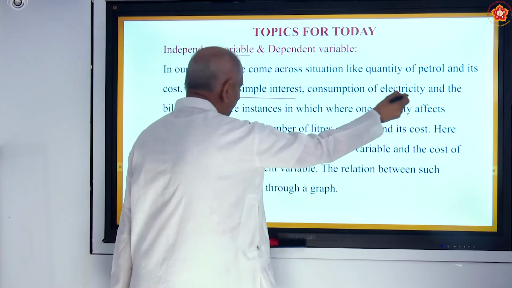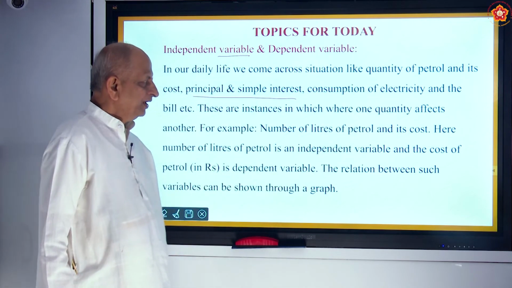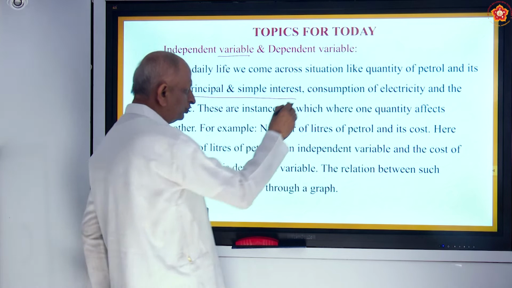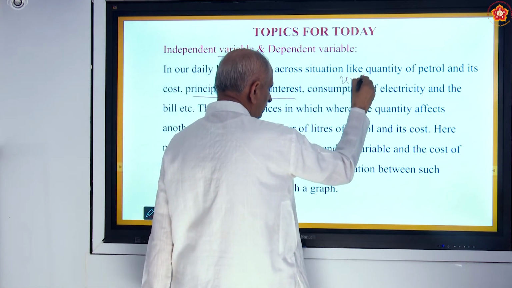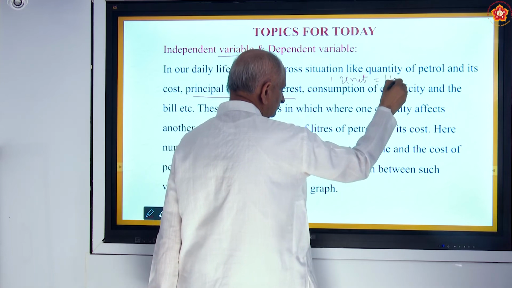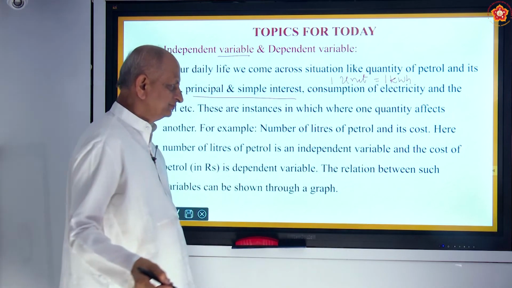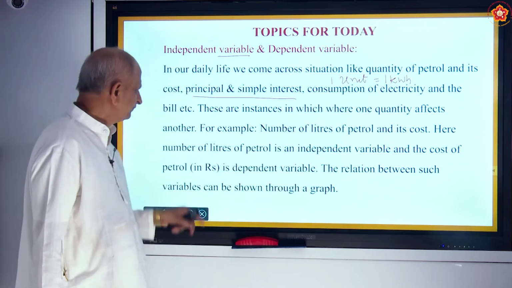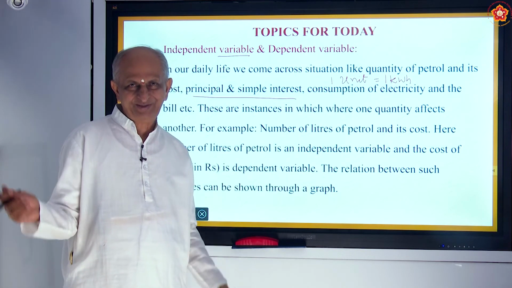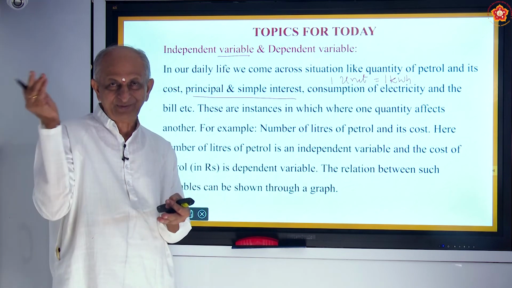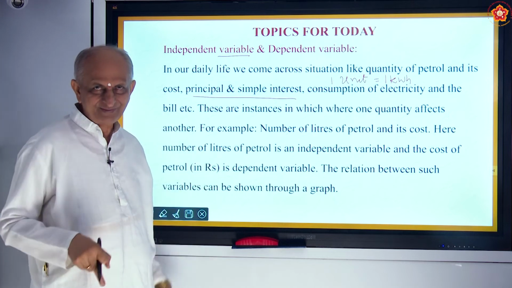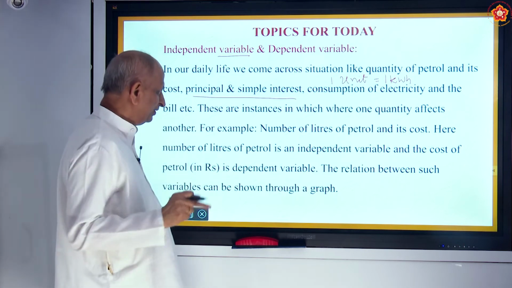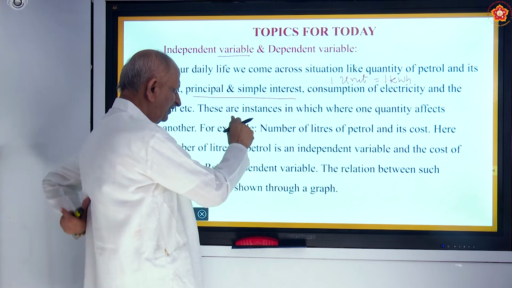Similarly, consumption of electricity and the bill. They measure electricity in a unit; 1 unit means 1 kilowatt-hour. For different purposes, different charges are there. As the consumption increases, the bill also increases. You might have seen the electricity bill collector. Every month he comes and sees your board. He will not come inside; his mind is only on the board. A meter will be there, and you note the readings.